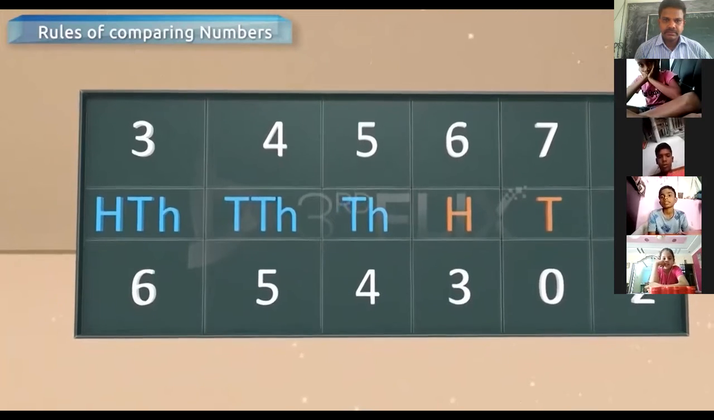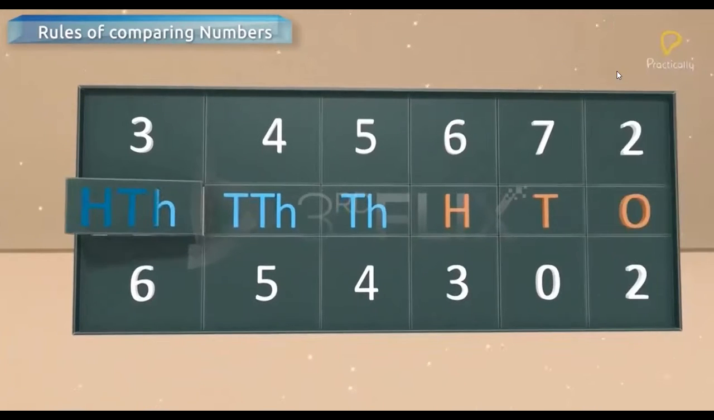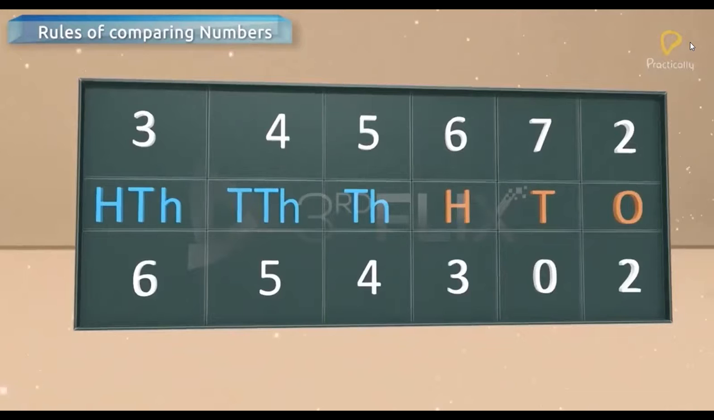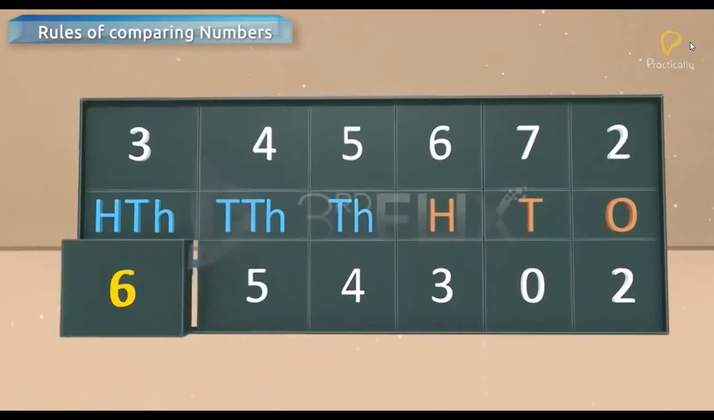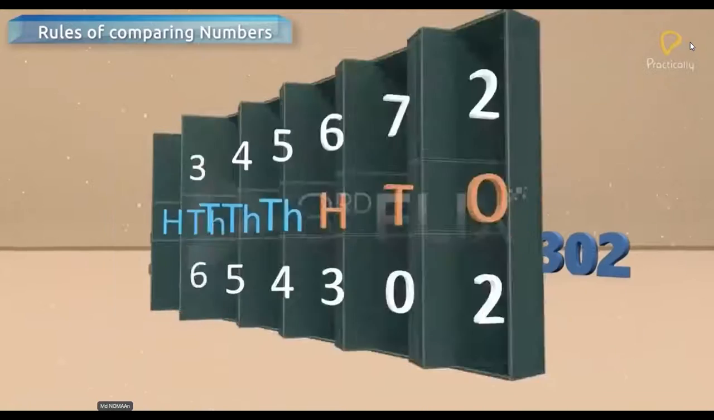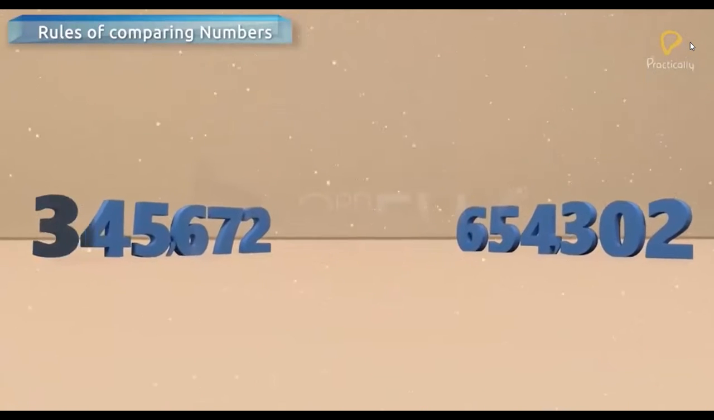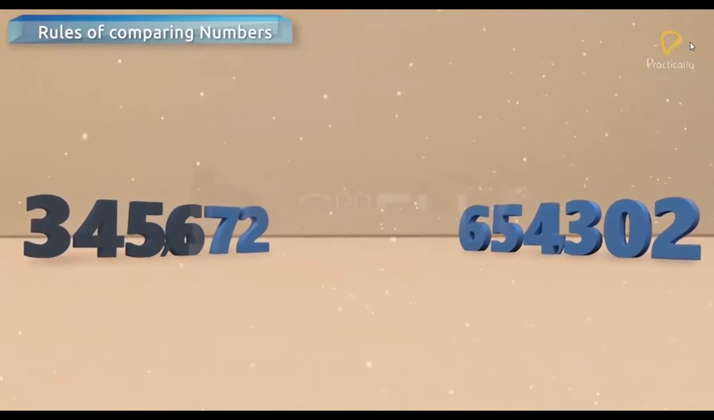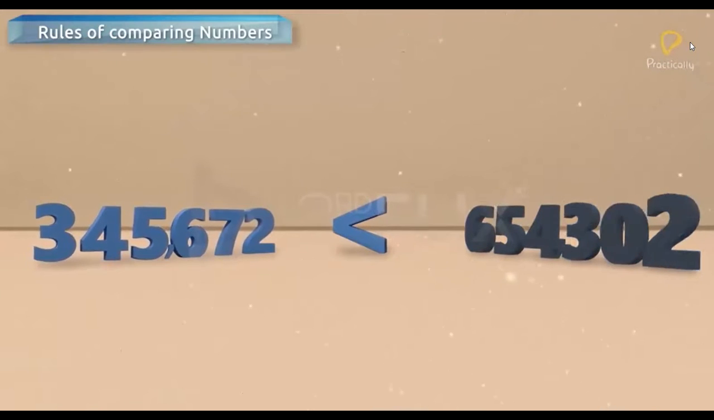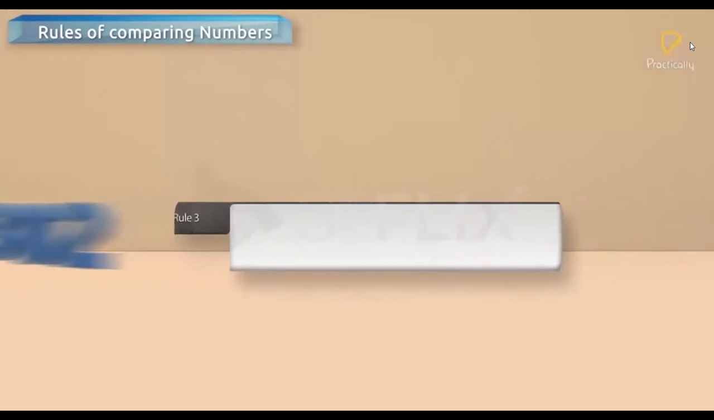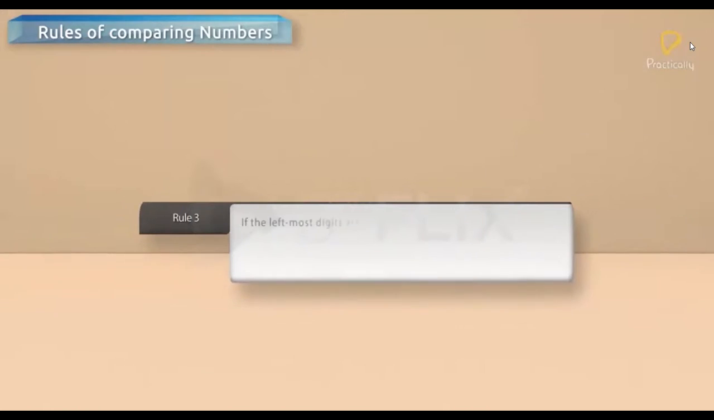Then we have to compare the highest place value digit. What is the highest place? 100,000. What are the digits in the highest place value of the two numbers? 3 and 6. 6 is more than 3. So, we can say that 345,672 is less than 654,302.